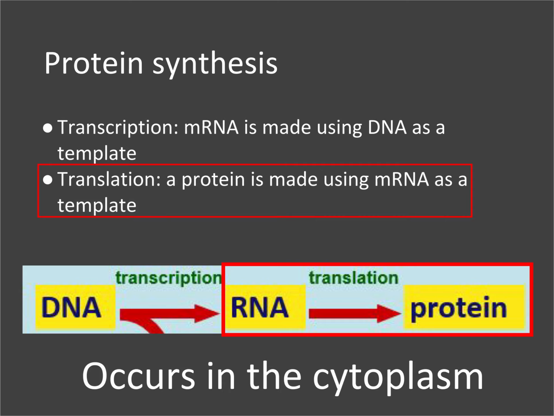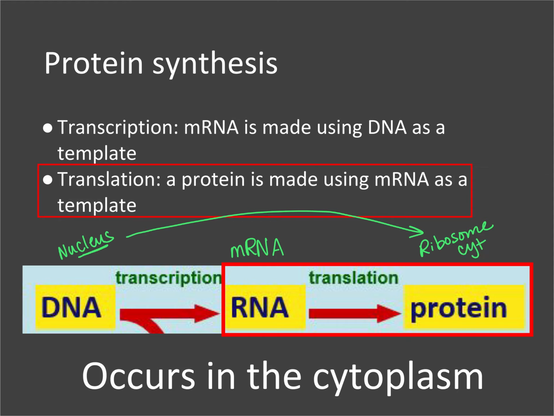Now we're going to take a look at the second part of protein synthesis. So during transcription, we made a molecule of RNA, and more specifically, we made a molecule of mRNA. Now the mRNA, remember the DNA is stuck in the nucleus, but to make a protein, we need an organelle called a ribosome. And so the mRNA is able to carry the information in the DNA in the nucleus out to the ribosome, which is located in the cytoplasm.